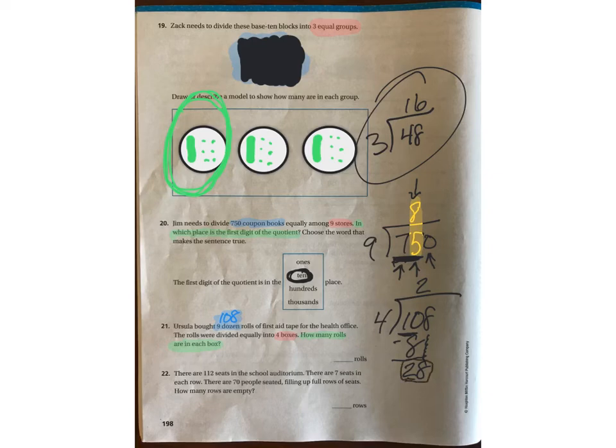Can 28 ones be divided into 4 groups? Sure, that looks like a basic division fact to me. So 28 divided by 4 is 7. And then multiply. 7 times 4 is 28. And then subtract. 28 minus 28 is 0. And it looks like there are 27 rolls in each box.